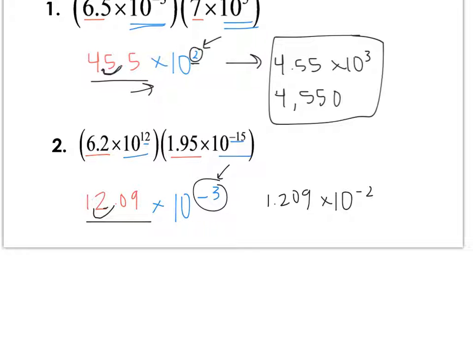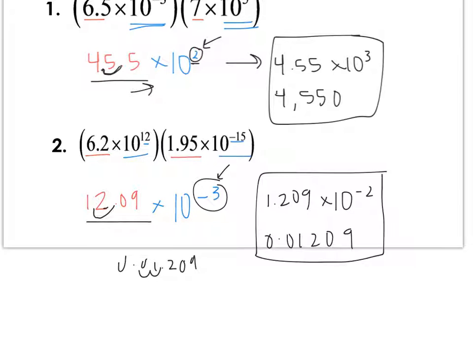And if I write this in standard form, so 1.209, 2 place values to the left, gives me 0.01209 in standard form. So that would be my answer there for number 2.